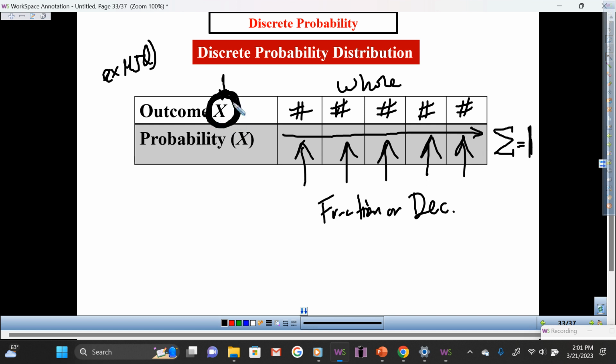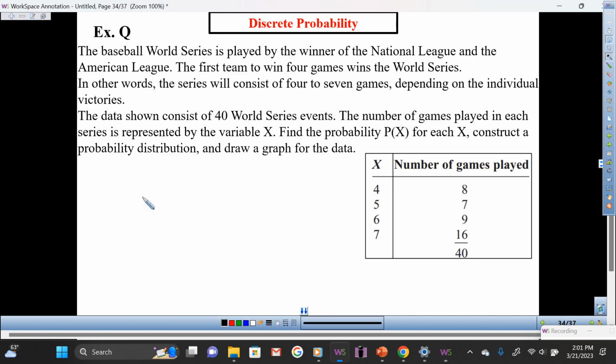Our what? Our x. And then the second row is going to be our what? Our probability of x. Okay, so let's do that. x, P of x.